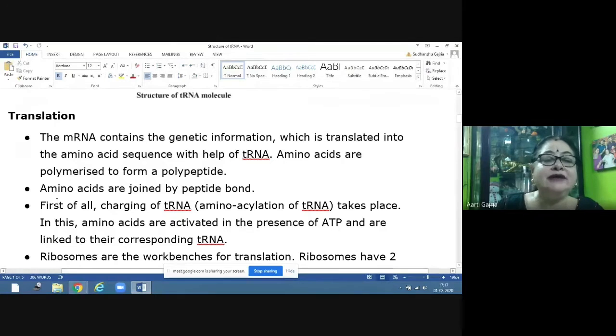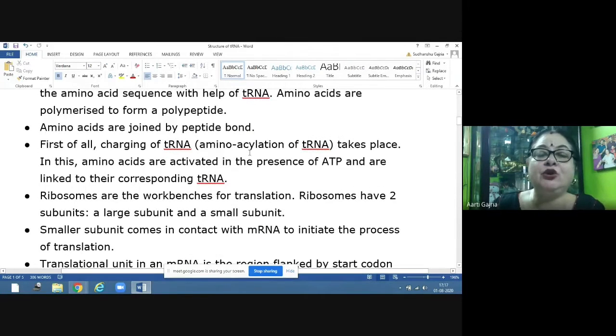So amino acids are joined by peptide bonds. Now what happens? First of all, charging of transfer RNA takes place. What is charging? Charging is amino acylation of transfer RNA. The amino acids are activated in the presence of ATP, because this whole process requires energy. So energy is provided by ATP.